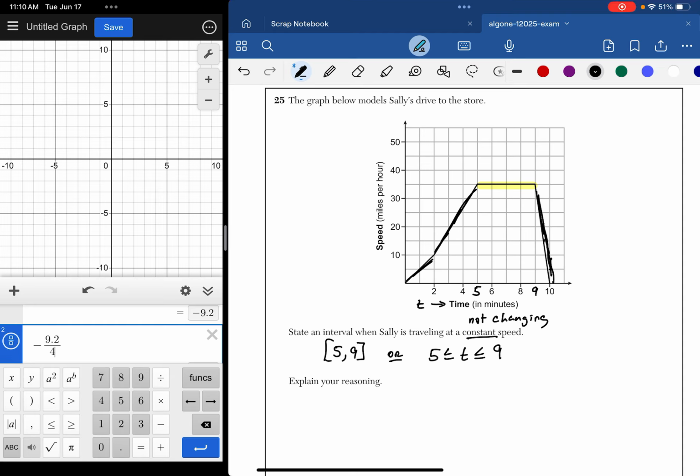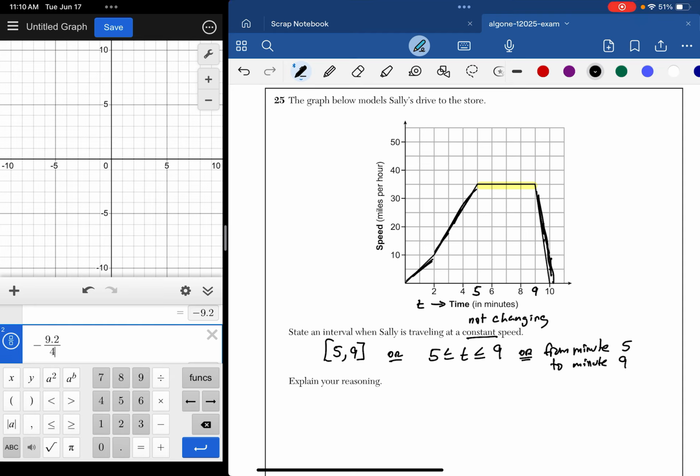All right, so those would all be acceptable generally. So let me write, or from minute 5 to minute 9. All right, so like I said, there are a couple different ways that you could do it, or at least write it.